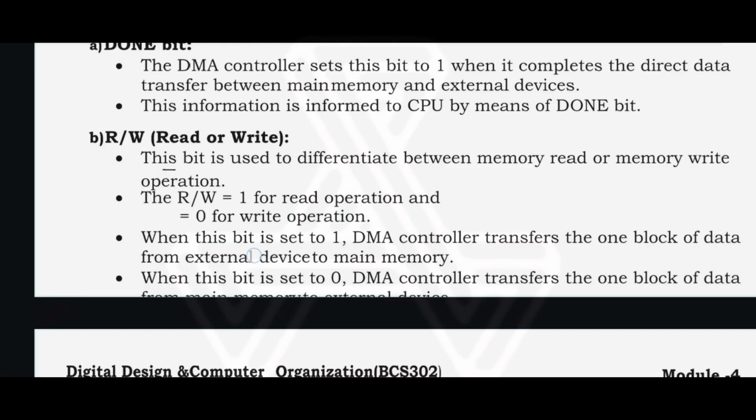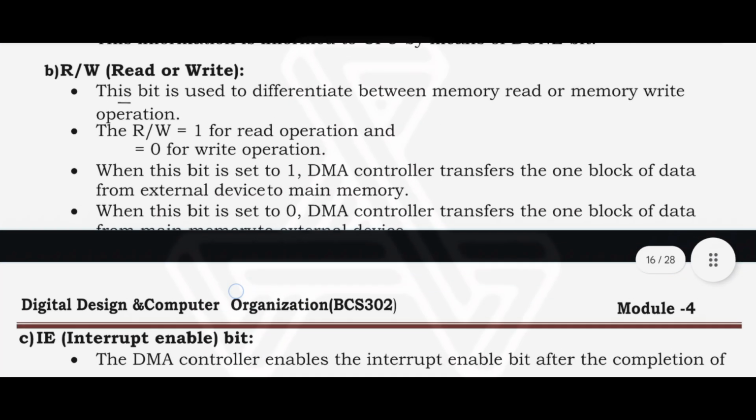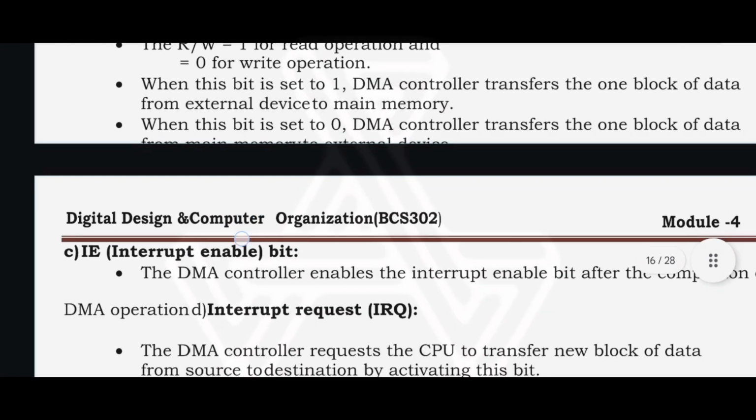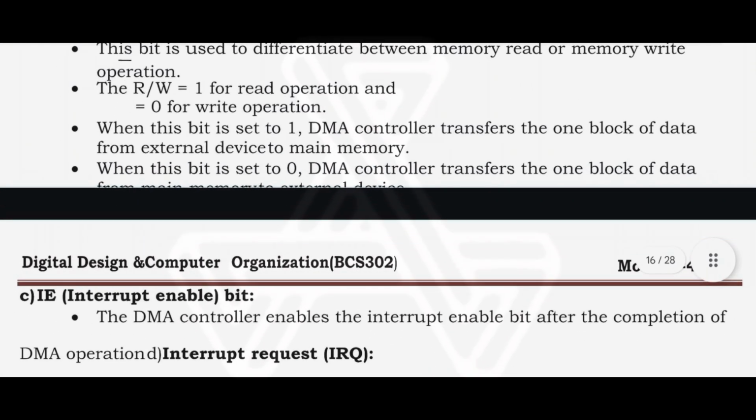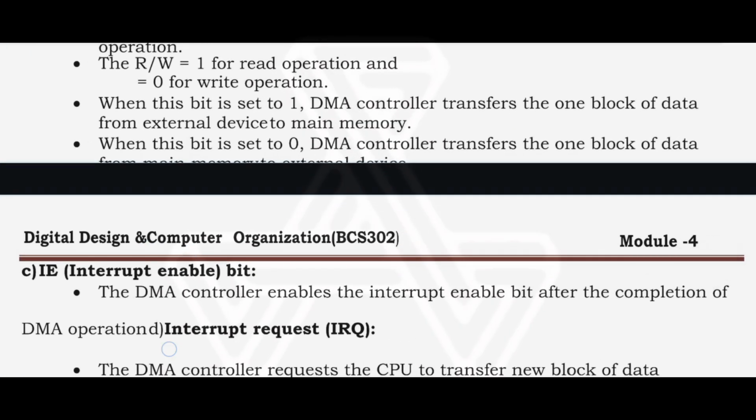R/W, read or write operation. This bit is used to differentiate between memory read and memory write operation: 1 for read operation and 0 for write operation. When this bit is set to 1, the DMA controller transfers one block of data from the external device to main memory. When this bit is set to 0, the DMA controller transfers one block of data from main memory to the external device.